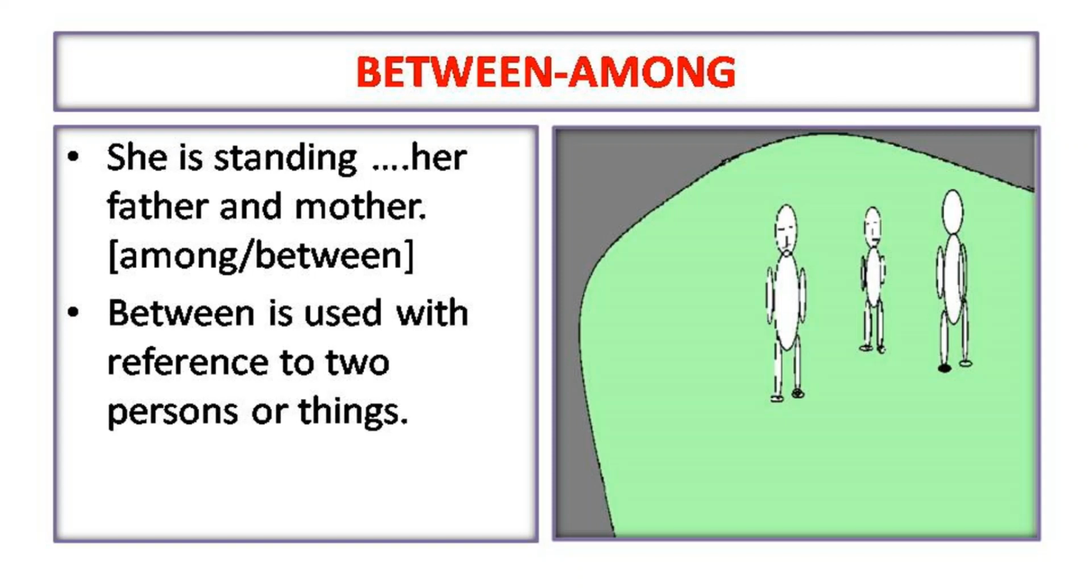Between or among. She is standing dash her father and mother. Among her father and mother, or between her father and mother. Between her father and mother. Between is used with reference to two persons or things.